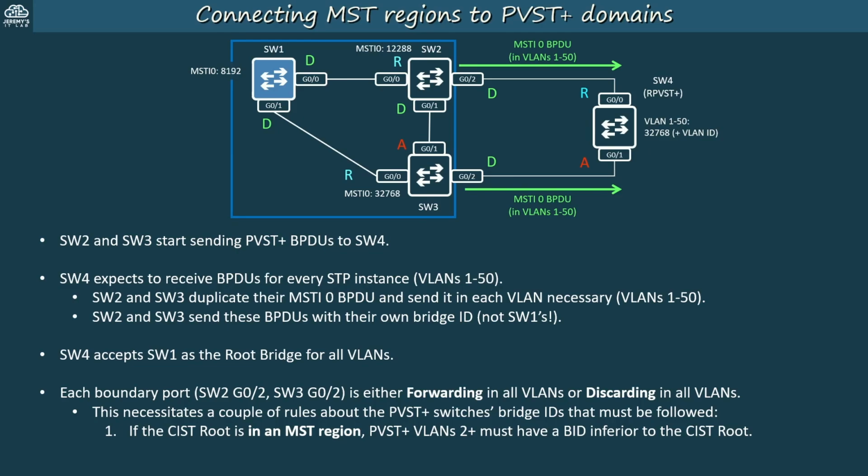In the next slide, we'll see what happens if it violates the rule, and why the rule is necessary. The second rule is that if the CIST root is not in an MST region, so if switch 4 is the CIST root, VLANs 2+ must have a bridge ID superior to VLAN 1. We'll cover that rule later, but first let's move on to analyze the first rule.